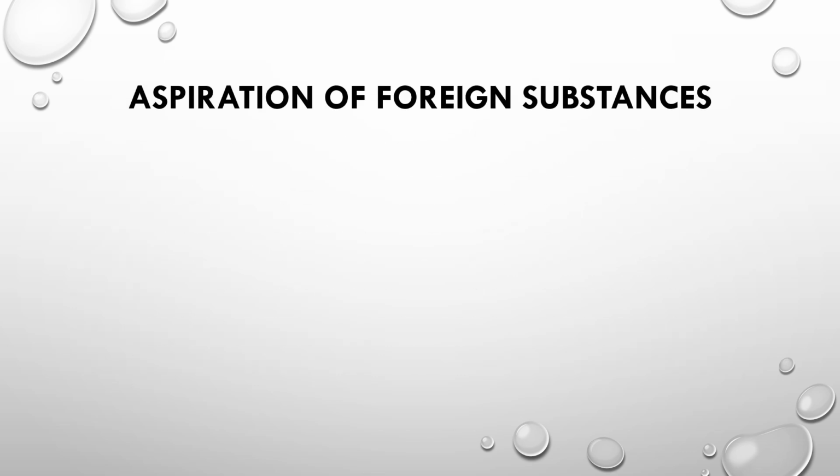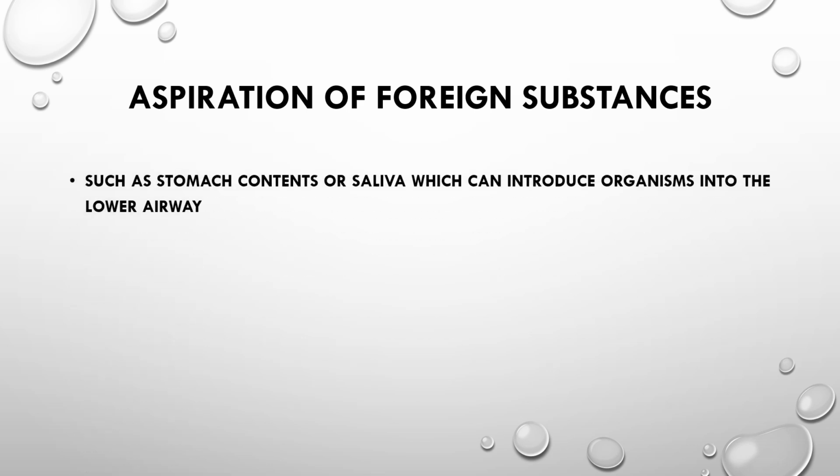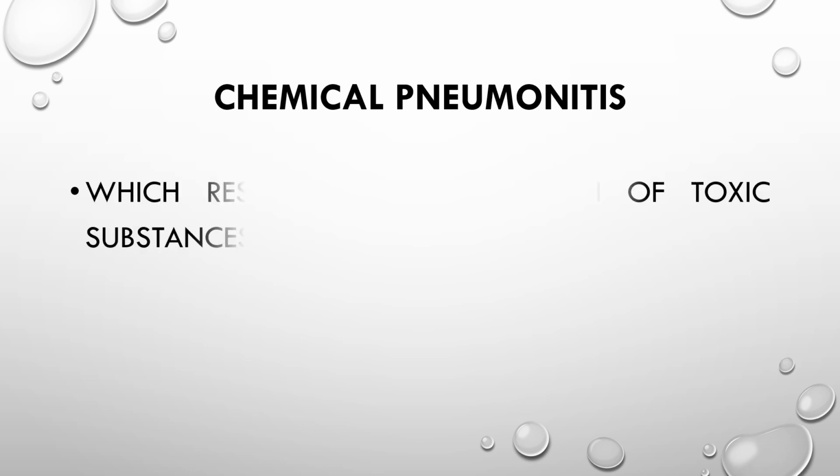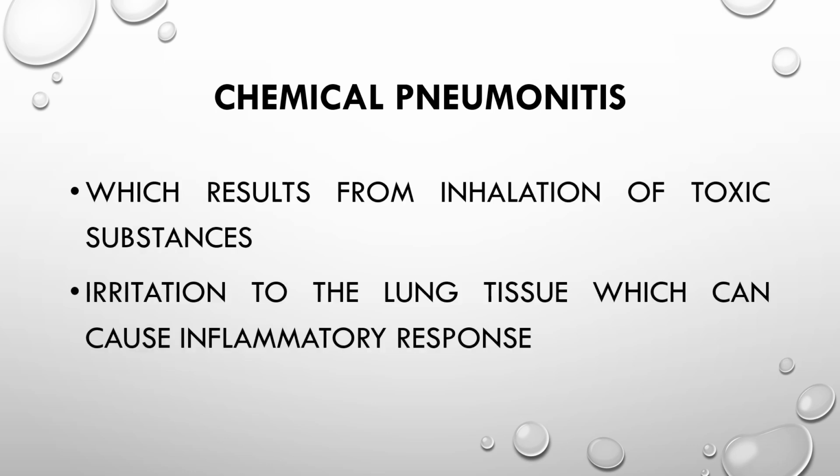Now, aspiration of foreign substances. When one person aspirates a foreign substance, it can result in aspiration pneumonia. So, what are the substances? It can be stomach contents or saliva, which can introduce organisms into the lower airway. So, as we always state, when you are giving fluids, be cautious. If the person will aspirate, what will happen? It will go into aspiration pneumonia. Inflammation and infection are the common ones. Chemical pneumonitis results from inhalation of toxic substances, irritation to the lung tissue, which can cause an inflammatory response.